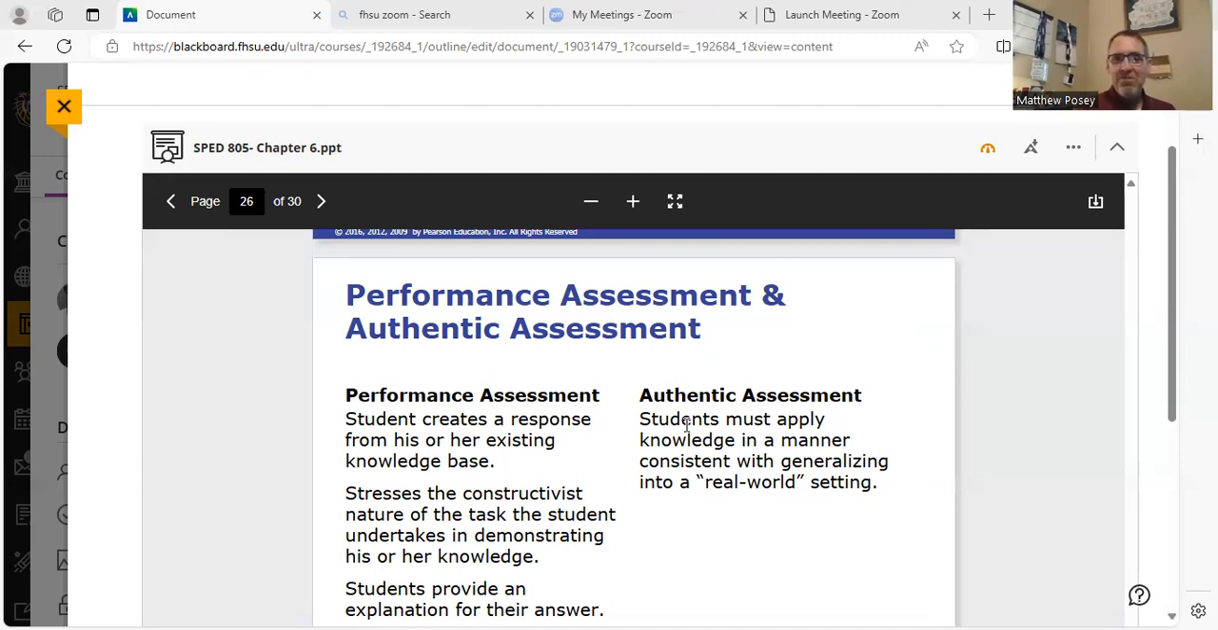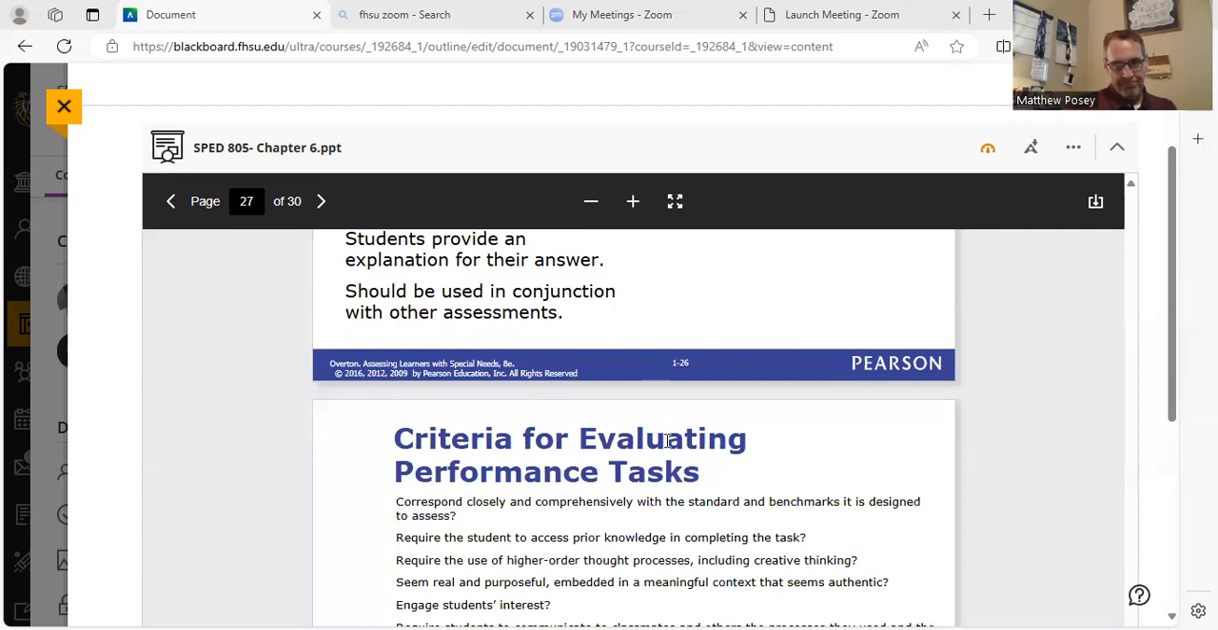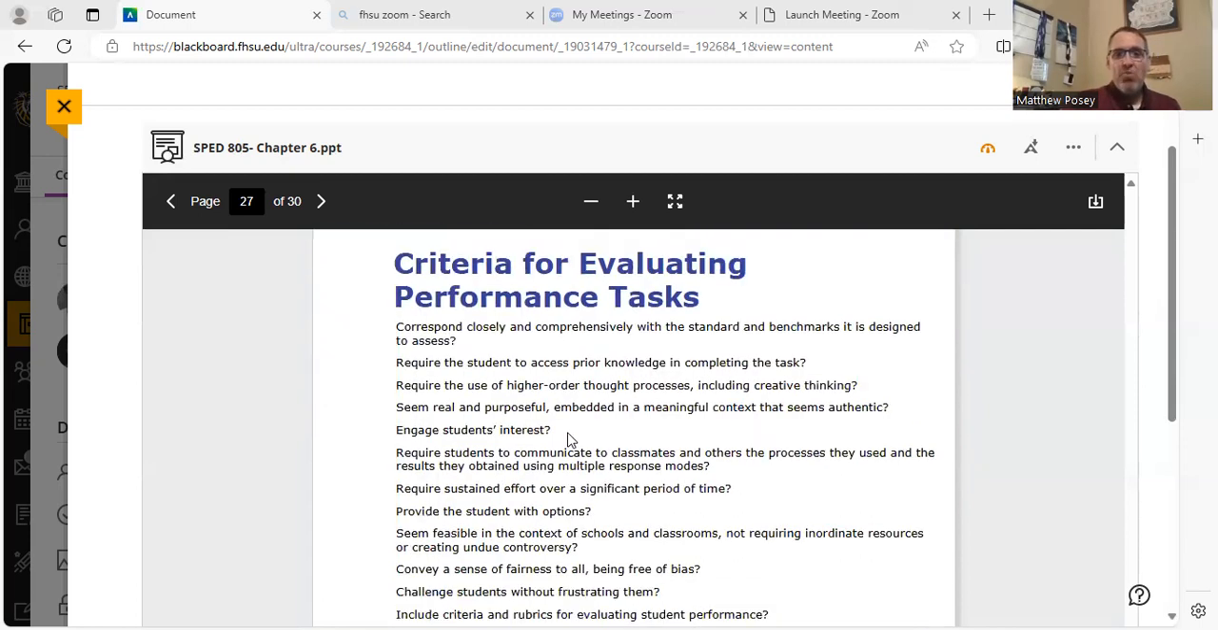You look at authentic assessment, students must apply that knowledge in a manner that considers generalizing into a real world setting. Okay, so being able to apply that knowledge in a natural, real world setting. Okay, there's ways to evaluate performance tasks if we're going to ask them to perform something. Okay, you can require the student to access prior knowledge in completing a task.